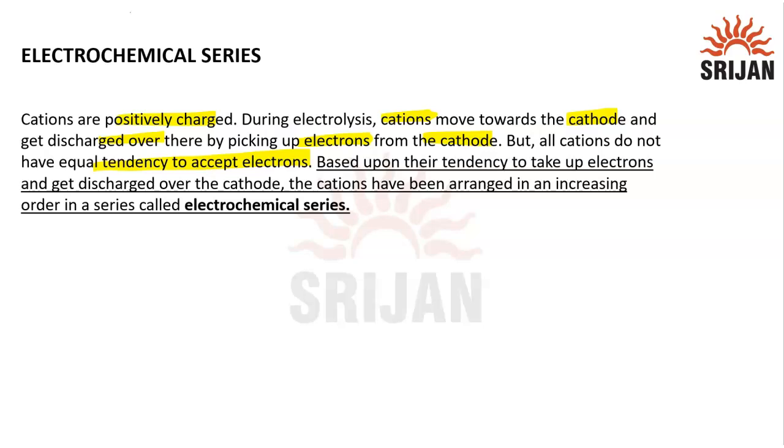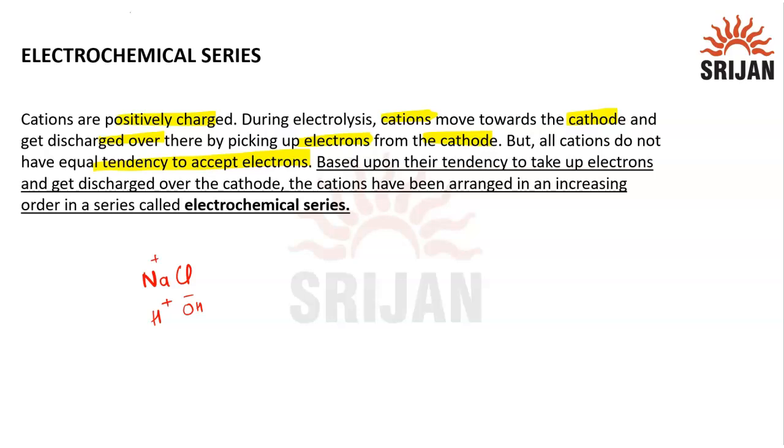Suppose we have an aqueous solution of sodium chloride, which is NaCl. In aqueous solution, we know that water is also there. So along with Na+, which is a cation, we will also have H+ ion from water. Now, which cation is going to reach the cathode first? That is something we get from the electrochemical series.